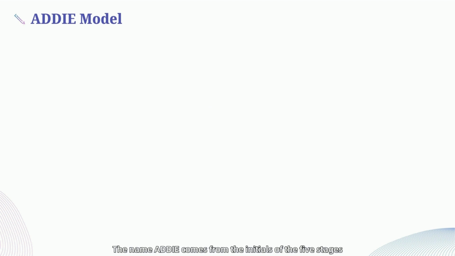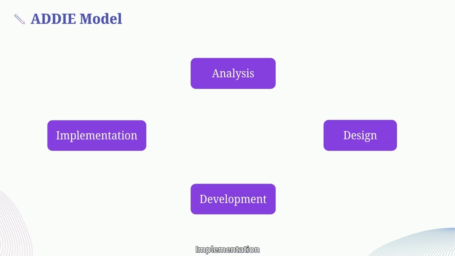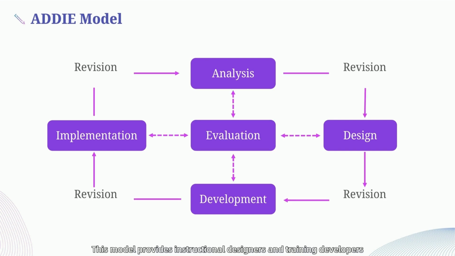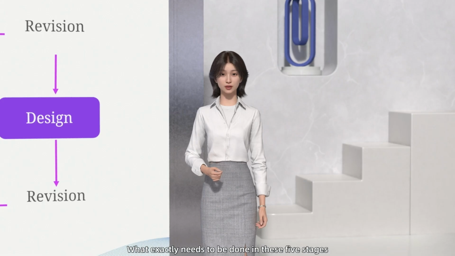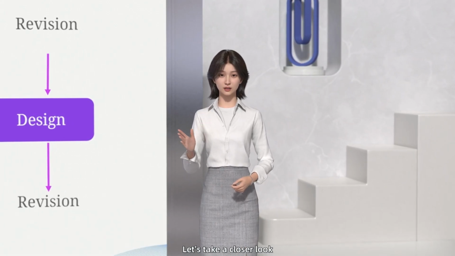The name ADDIE comes from the initials of the 5 stages in its design process: analysis, design, development, implementation, and evaluation. This model provides instructional designers and training developers with a framework for creating effective training and instructional materials. What exactly needs to be done in these 5 stages? Let's take a closer look.